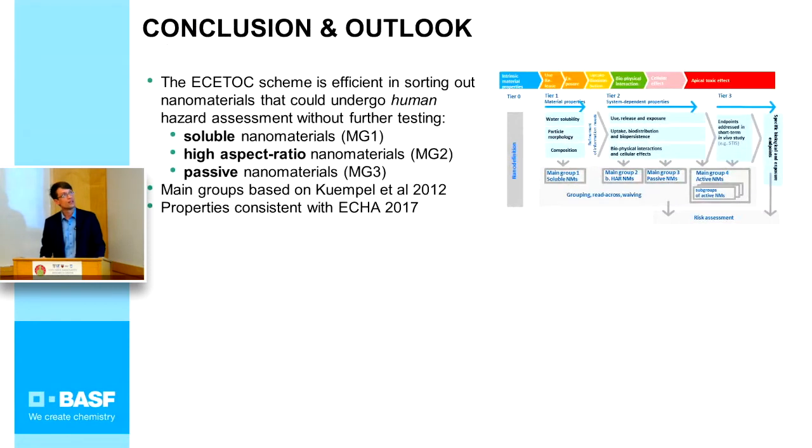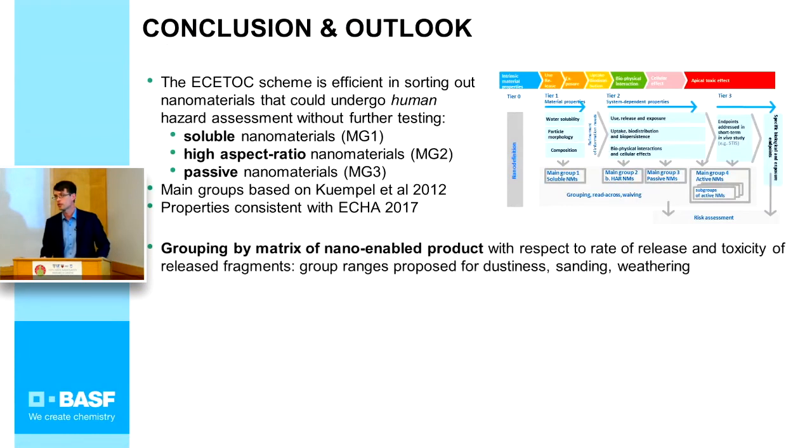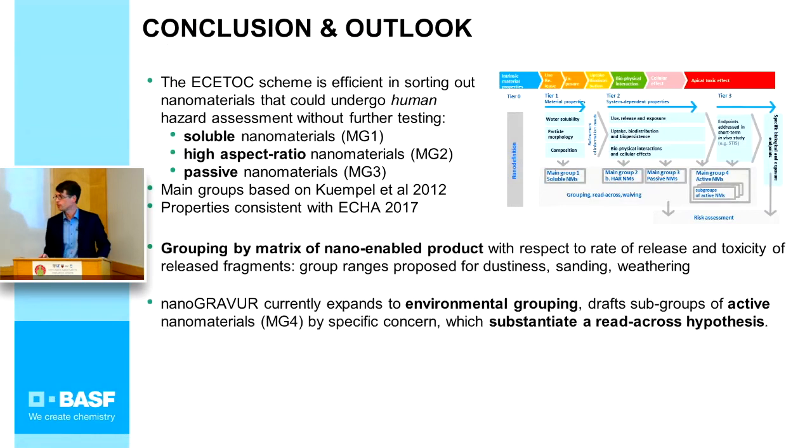So to finalize, this ECETOC scheme, we think, is quite efficient to sort out the big three groups that can be easily read across to existing data. That's the soluble materials, the high aspect ratio materials, and the passive materials. The properties that we use are consistent with those properties proposed by the ECHA framework. Additionally, grouping by matrix for nano-enabled products is really a way to simplify the assessment of the life cycle generated fragments. We currently expand this.